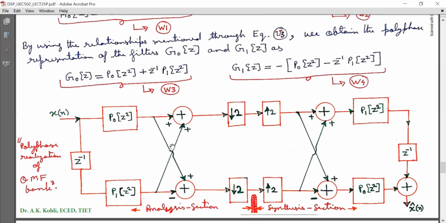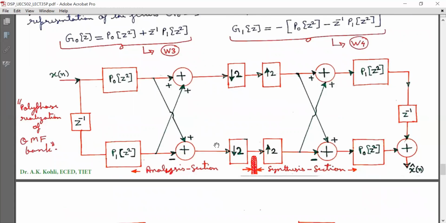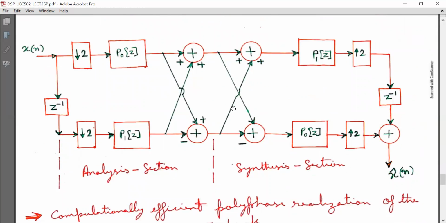Now we can see that this structure looks to be computationally inefficient. This is a polyphase filter. This is another polyphase filter. This is a downsampler. This is an upsampler. And this whole structure is the polyphase realization of QMF bank. Now we will try to reduce its computational complexity. Instead of this structure, we will prefer this.